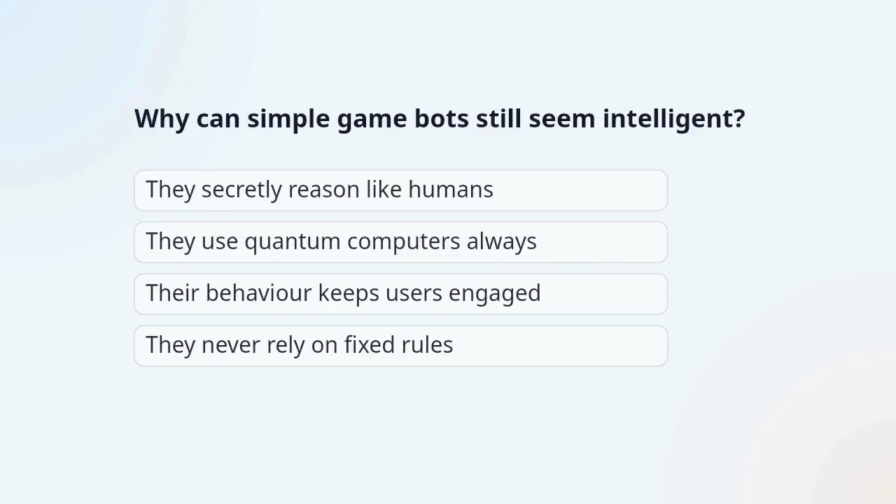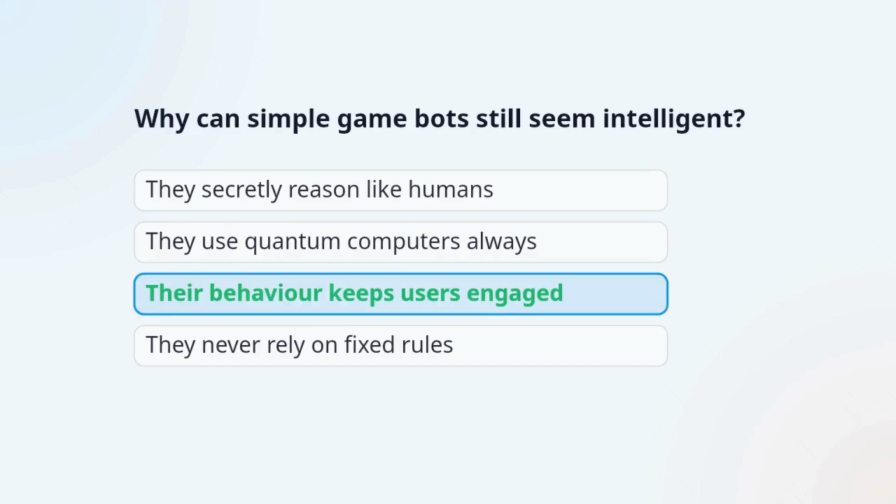Question 2. Why can simple game bots still seem intelligent? The correct answer is, their behavior keeps users engaged. Even simple if-then systems can appear smart if they behave usefully and avoid obviously silly actions.